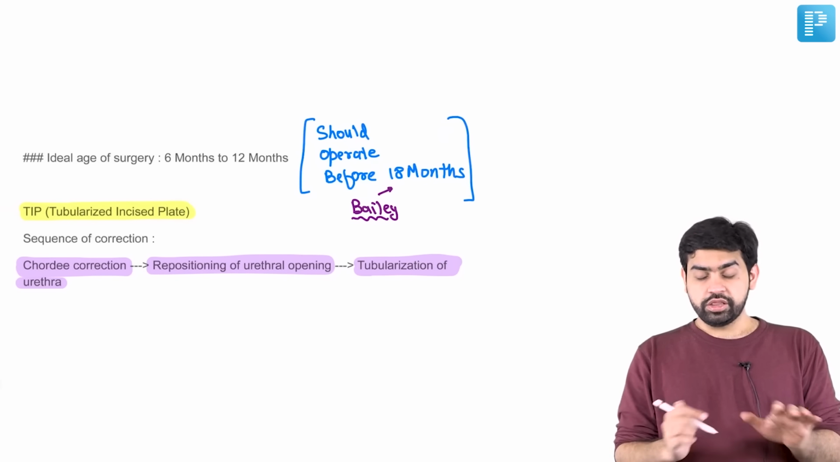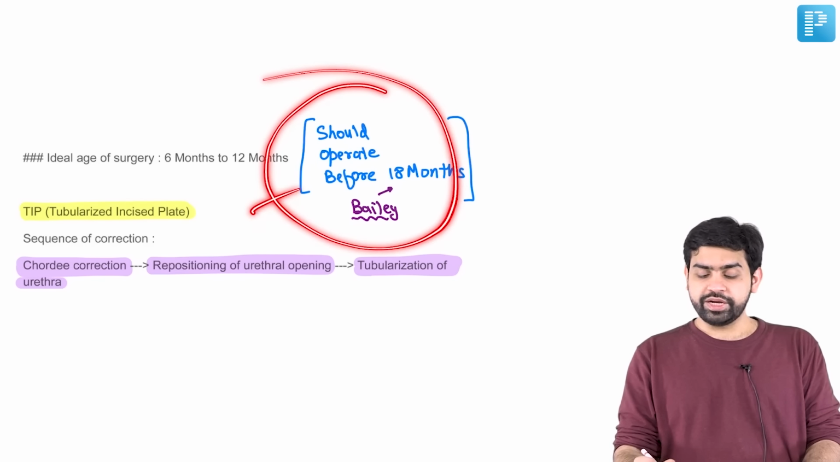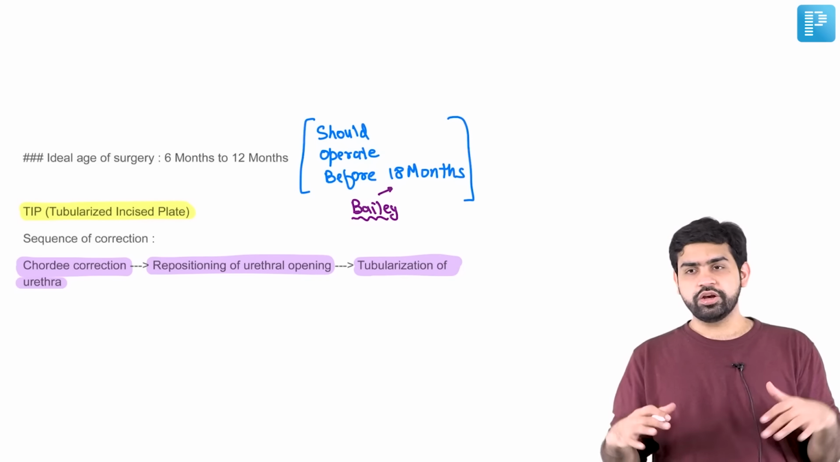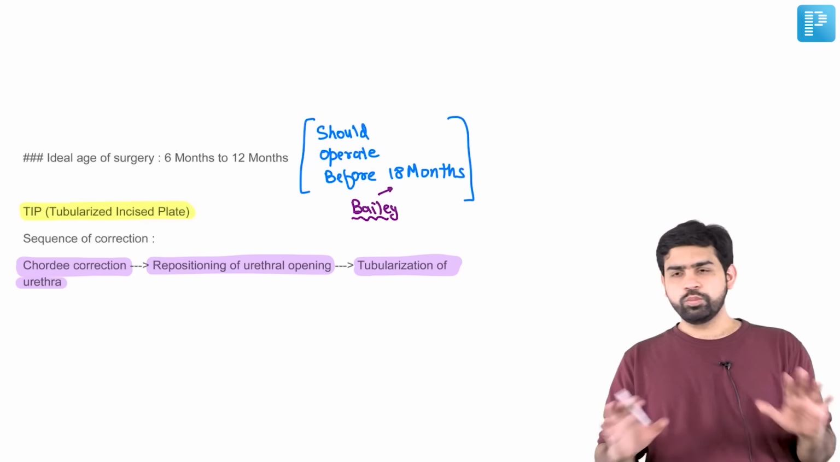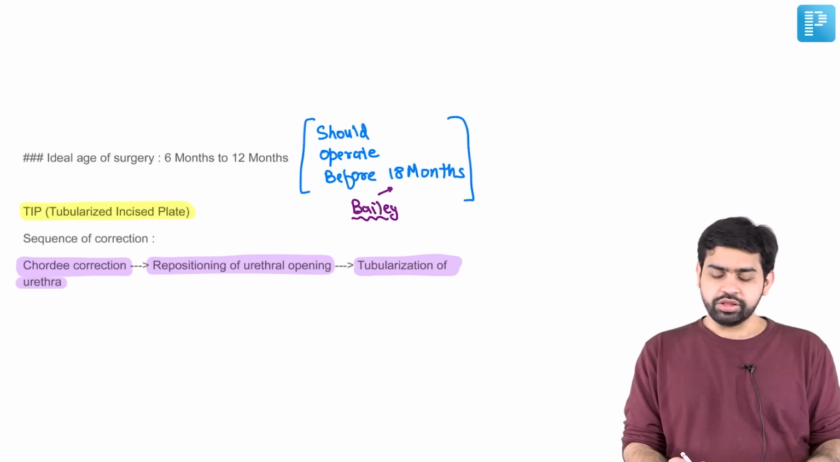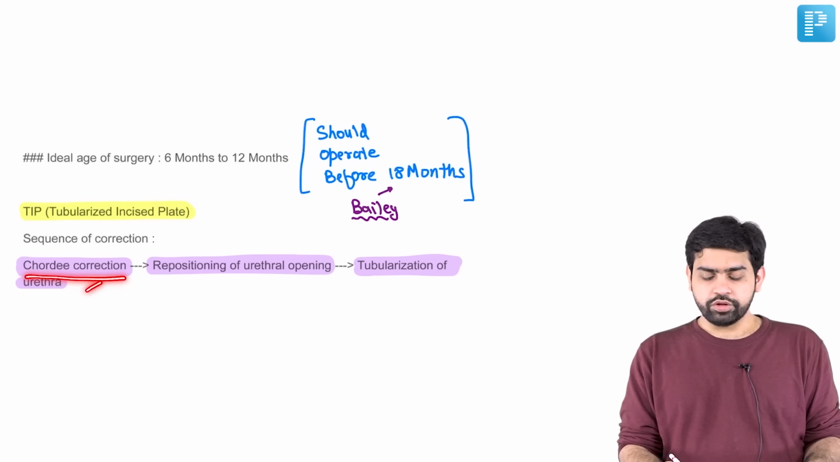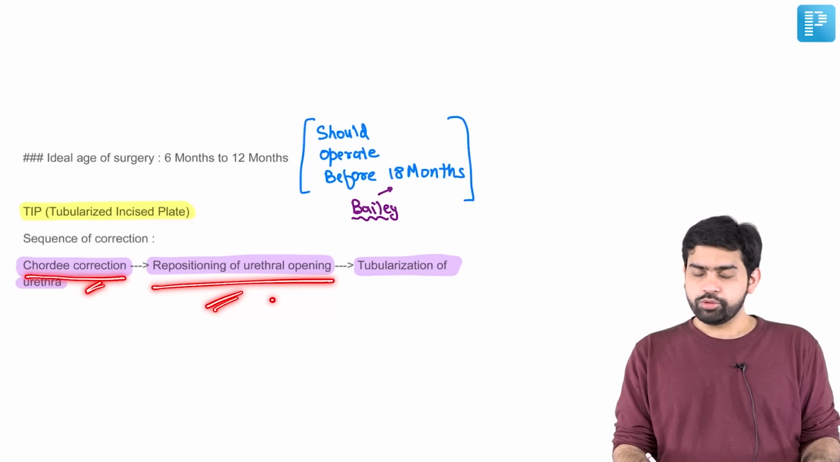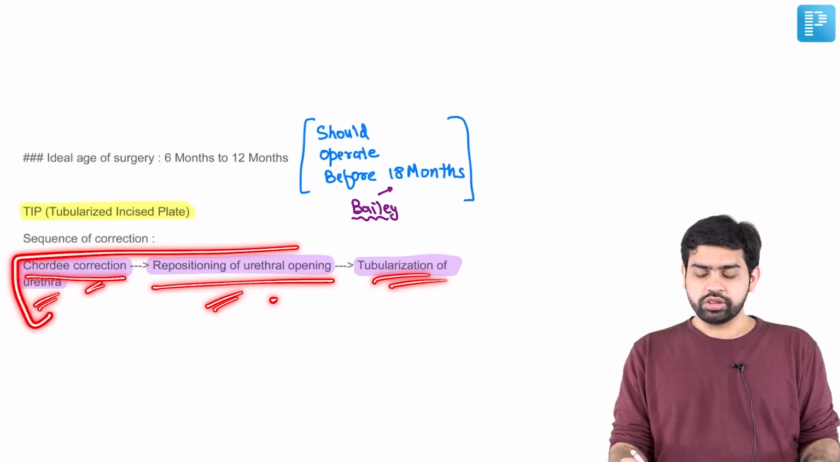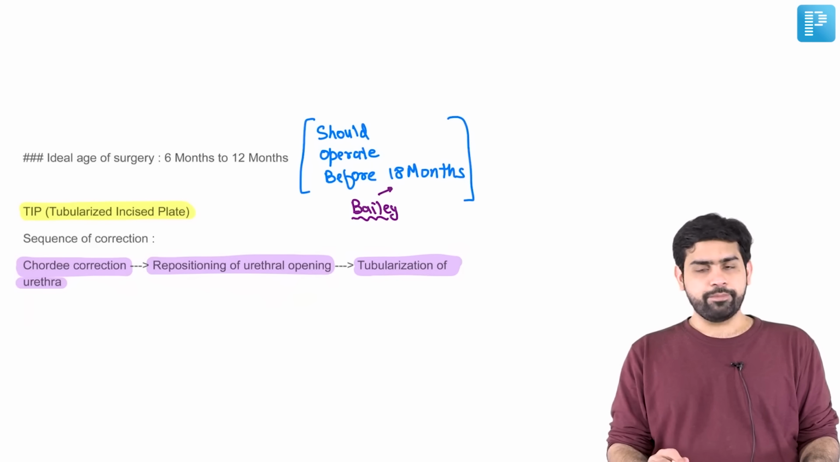Now, when do you operate? This is something we should remember. Should operate before 18 months, because otherwise the child might consider it as a genital mutilating surgery. Don't bother about the names of the surgeries. Just remember the sequence. So the sequence is, first you go ahead with the chordee correction, then you have to go ahead with the repositioning of the urethra, and finally you go ahead with the tubularization of the urethra. So this is the sequence of correction in the patients with hypospadias.